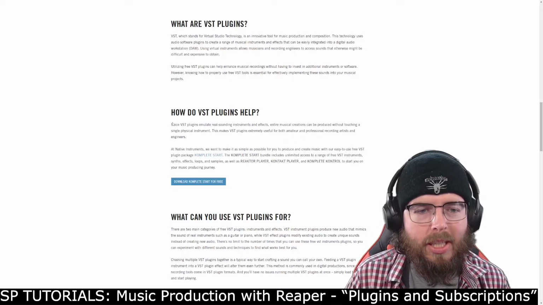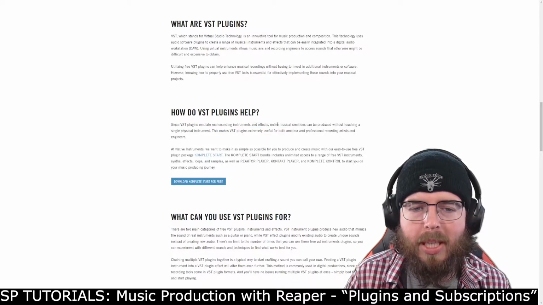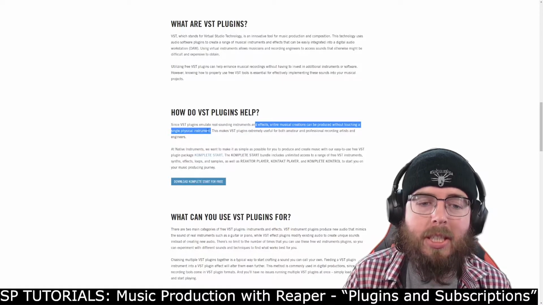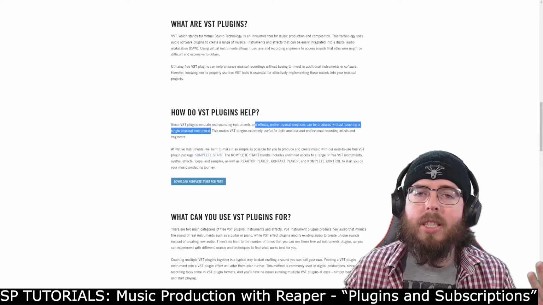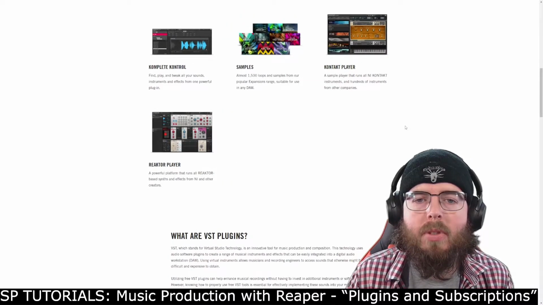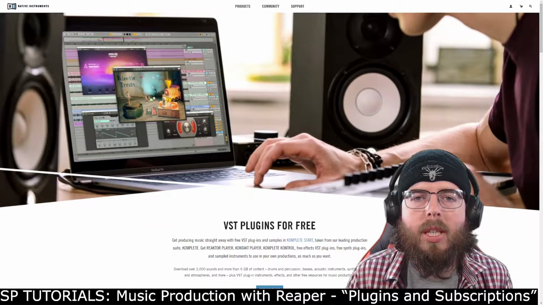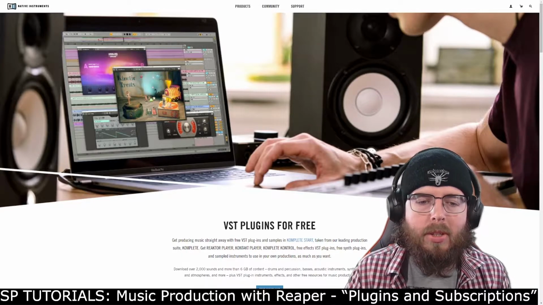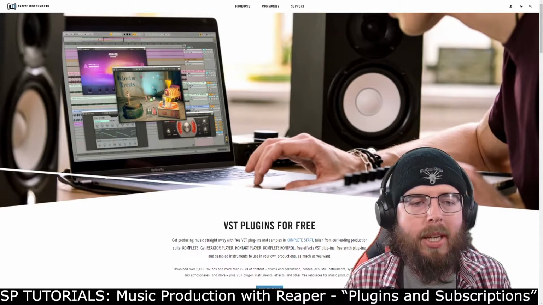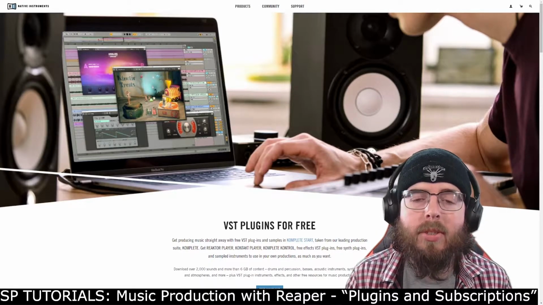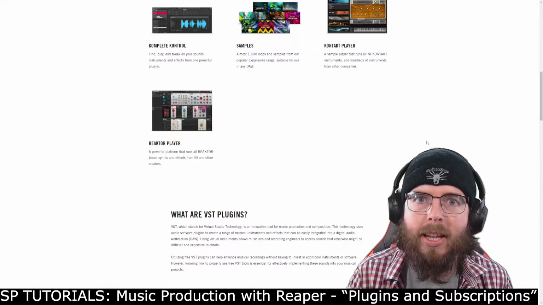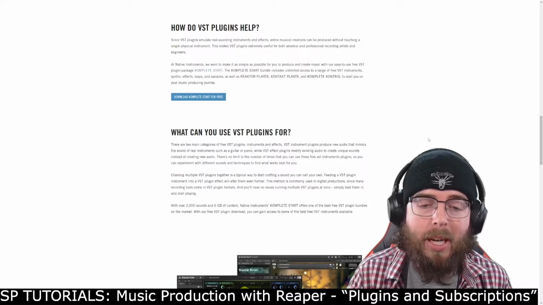How do VST plugins help? Since VST plugins emulate real sounding instruments and effects, entire musical creations can be produced without touching a single physical instrument. That's another reason why people should use plugins, because if you have the correct plugins, you don't need to actually play an instrument. You can just draw in squares like we're going to later on, and that might seem really lame. There's also other ways of doing it outside of the way that I did it when I first started 11 or 12 years ago, man. I'm old.